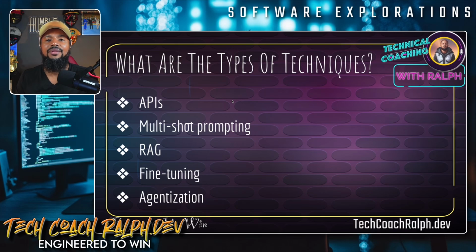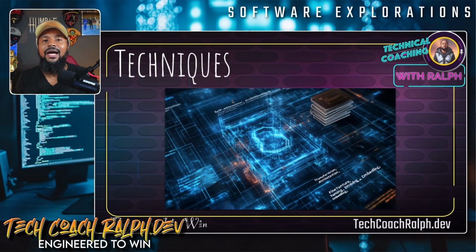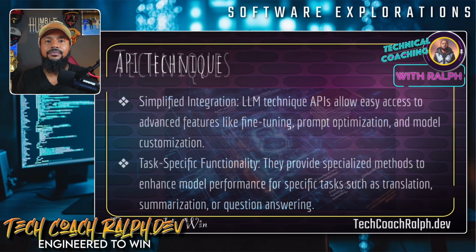Now, what about the different types of techniques that we have? So we have APIs, we have multi-shot prompting, we have RAG, we have fine-tuning, and we have agentization. Oh, gotta slow that one down. All right, so let's jump into the techniques.